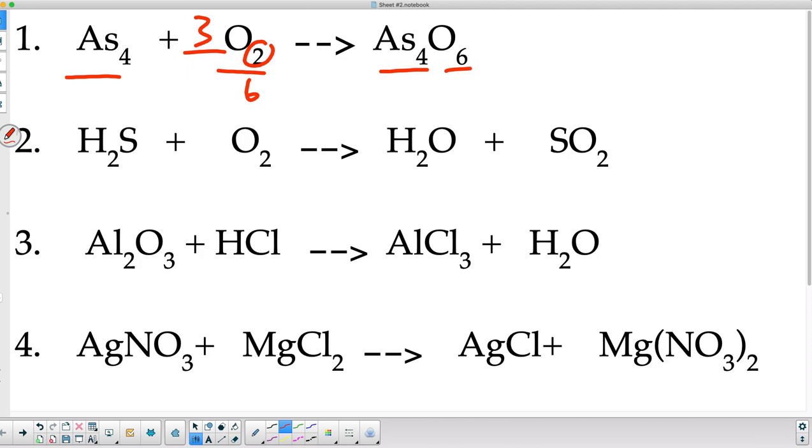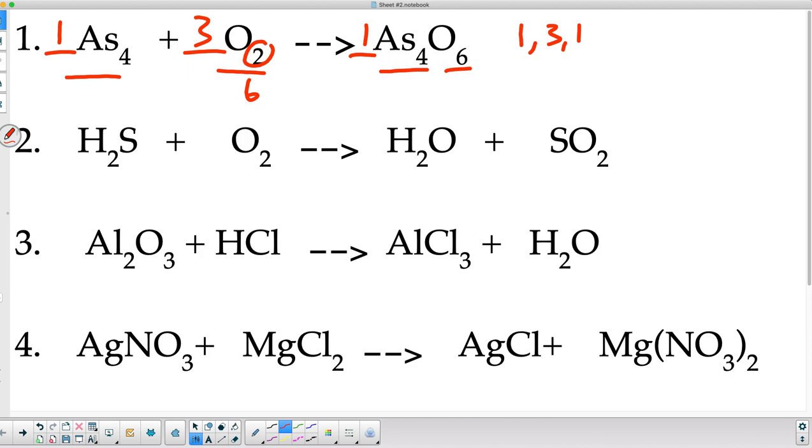What I'm looking to do is put a number in front of the O2, and whatever that number is times 2 is going to equal 6. Of course, my answer for that is 3. Just like you've seen in previous examples, the shorthand of this is 1, 3, 1, 1, 3, 1. Those are the coefficients that go in front. If you don't see a coefficient in front, then of course it's a 1. So 1, 3, 1 for number 1.